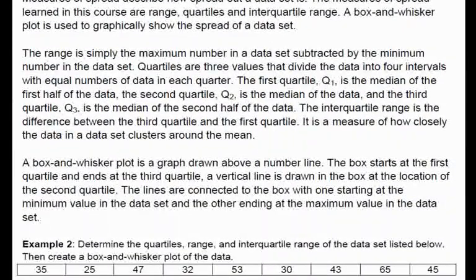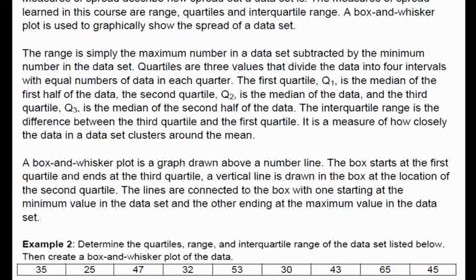Now the measures of spread, these describe how spread out a data set is. Measures of spread that we cover in this course are range, quartiles, and interquartile range. We're also going to look at the box and whisker plot, which is a graph that's used to show the spread of a data set. The range is just the maximum number in a data set subtracted by the minimum number. So that's pretty easy to calculate. The quartiles, though, are 3 values that divide the data set into 4 intervals with equal numbers of data in each quarter.